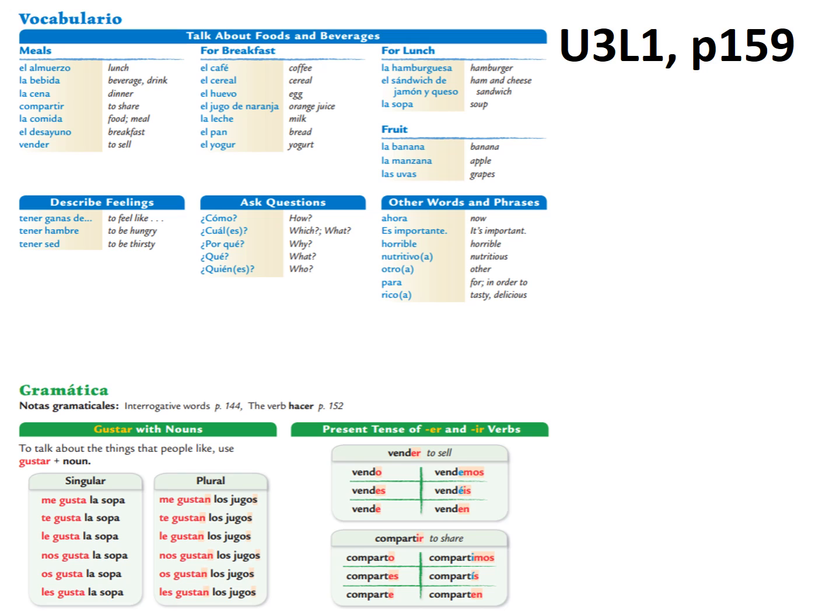They give you vender as your prototype example to show you how to conjugate normal ER verbs. Vender means to sell. Yo vendo, I sell. Tú vendes, you sell. Él, ella, usted vende. He, she, you, it sells. Nosotros vendemos, we sell. Vosotros vendéis, y'all sell. Ellos, ellas, ustedes venden. They or y'all sell.